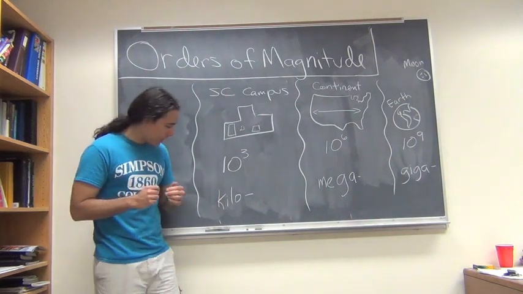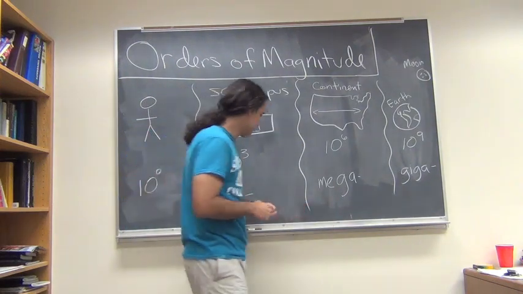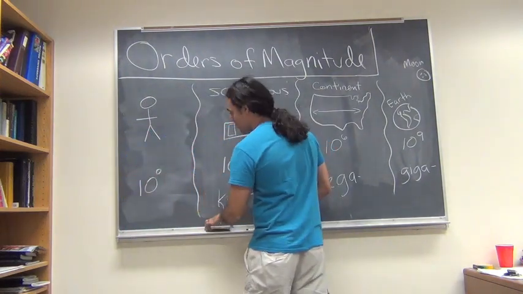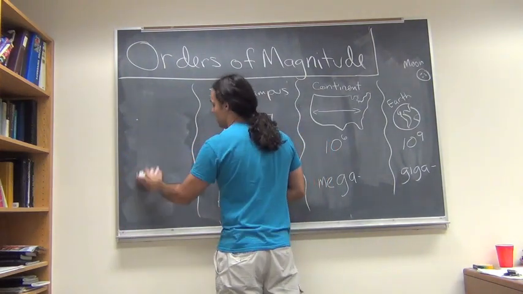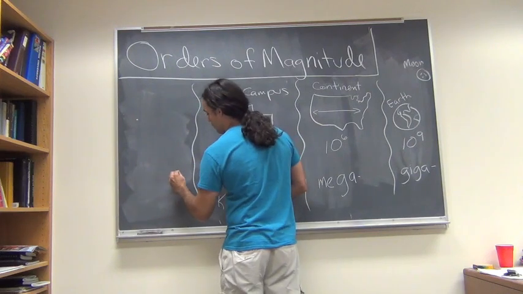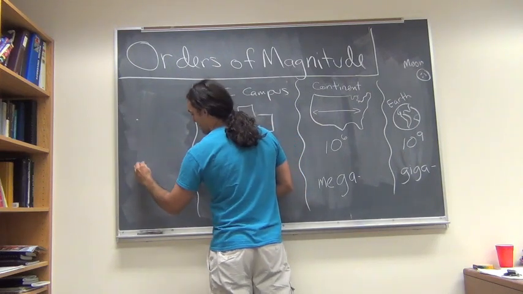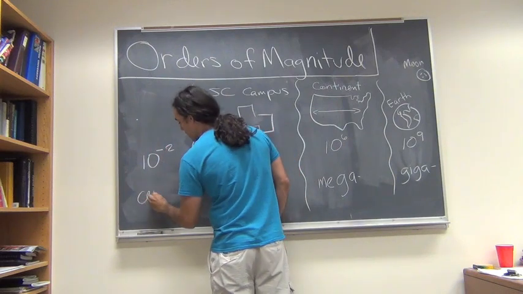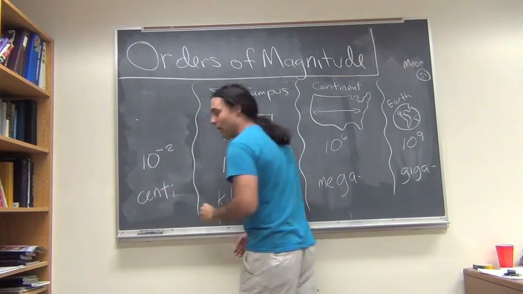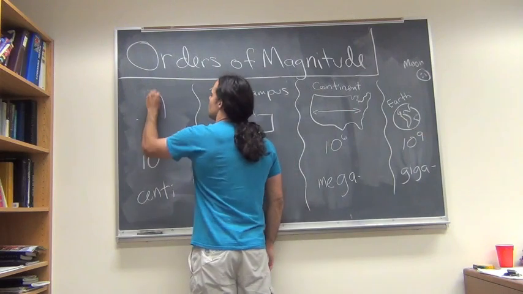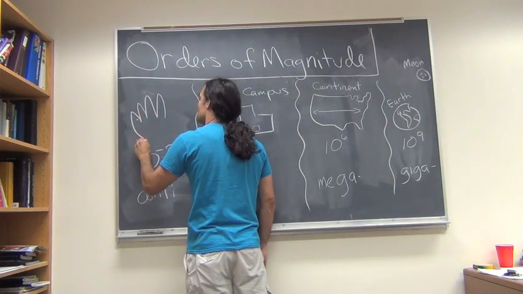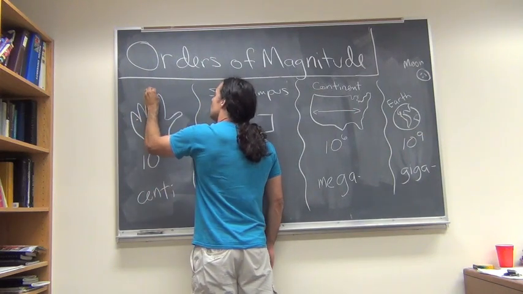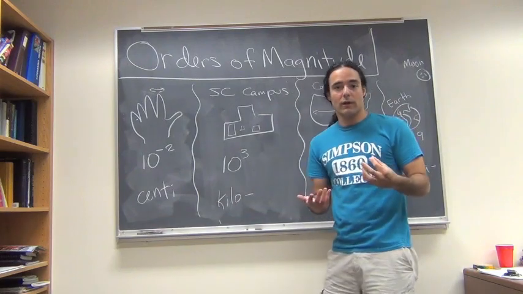One other one I will expect you to know is centi. So centimeter. Centi is 10 to the minus 2. This one's pretty common because it's about the size of an inch, or roughly the width of one of your fingers.